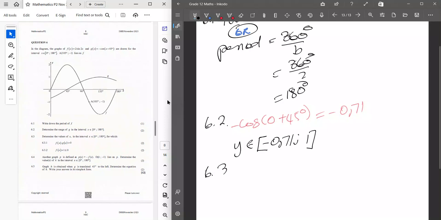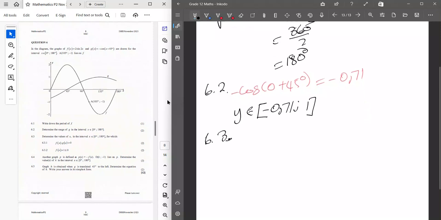Now 6.3, proceeding. 6.3, determine the values of x in the interval, x is an element of 0 degrees to 180 degrees, all included, for which, 6.3.1, f of x times g of x is greater than 0. What does that mean? Both must be positive or both must be negative. Are you guys following?